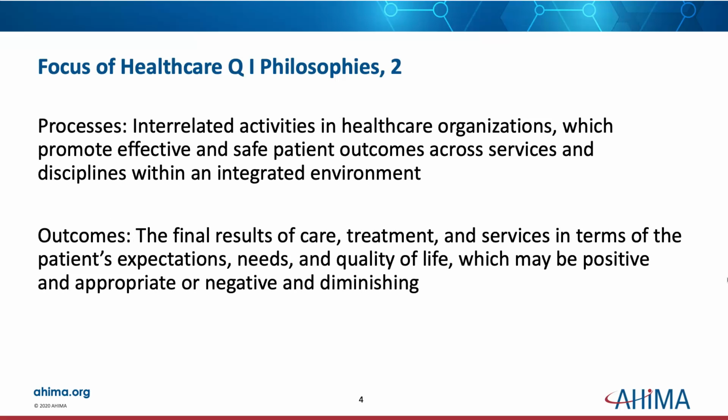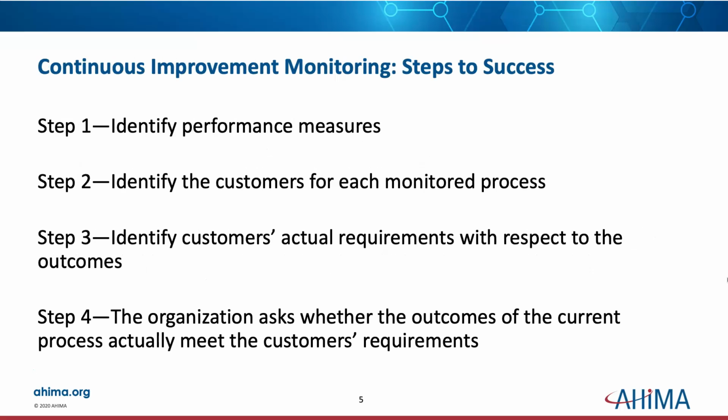So let's go on and define what is a process and what is an outcome. A process is an interrelated activity in a healthcare organization that promotes effective and safe patient outcomes across services and disciplines within an integrated environment. An outcome is the final result of care, treatment, services in terms of the patient's expectations, needs, and quality, which may be positive and appropriate, or, unfortunately, sometimes negative and diminishing.